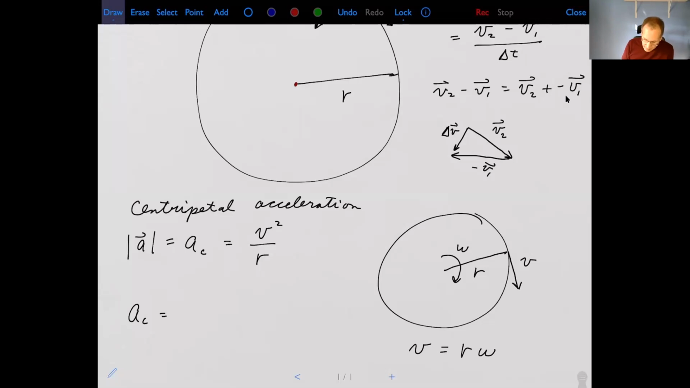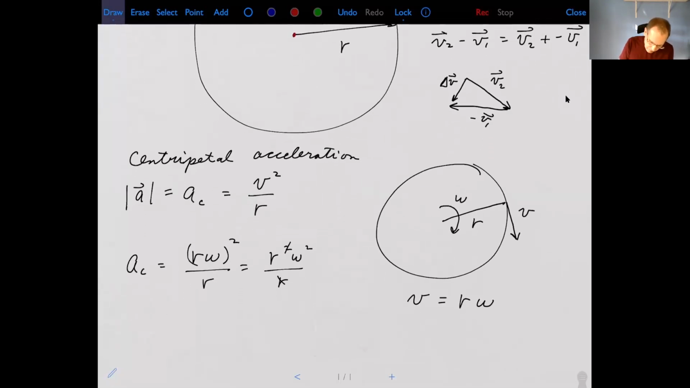Okay, so another way that we can write the magnitude of the centripetal acceleration is, instead of the linear velocity v, I can plug in r omega. And if you work this out, this is going to be r squared omega squared over r, and one of the r's will cancel. So another way of writing the centripetal acceleration is simply r omega squared. So you can either write it as v squared over r or r omega squared. In one case, it's written in terms of the linear velocity. In the other case, it's written in terms of the angular velocity or angular speed.